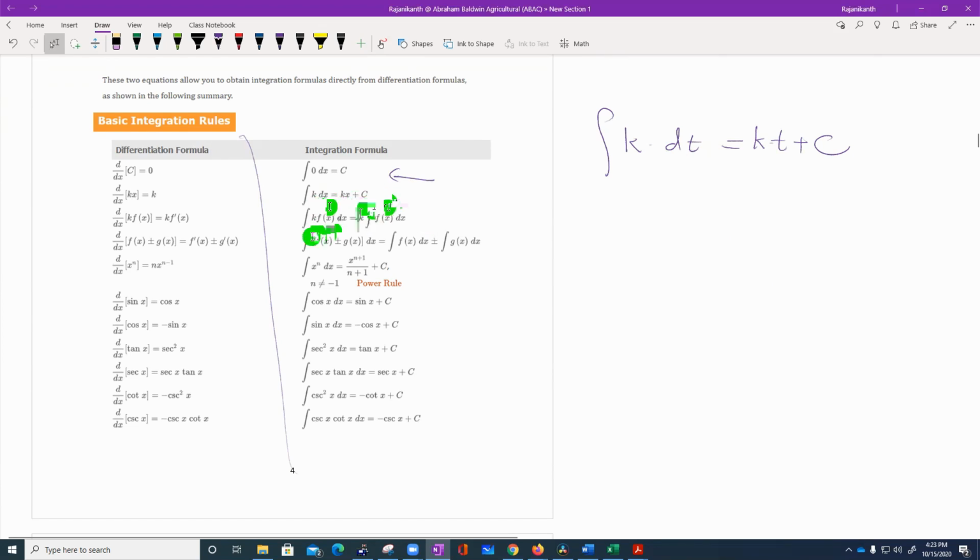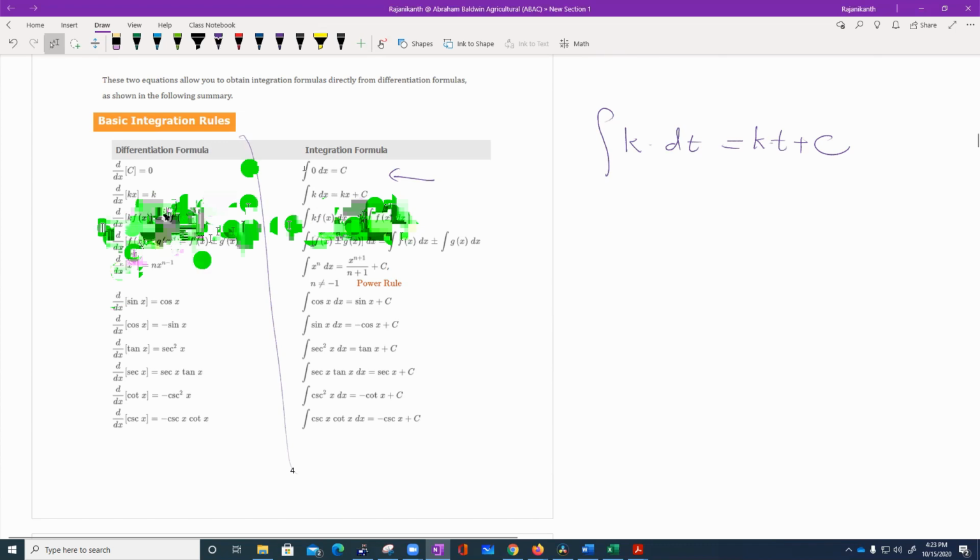Okay, now the third rule says what? If you multiply a constant with any function, like in differentiation, you could pull the constant in front of the integral sign. Always it is better to compare the derivative properties you learned with the integration, so it will be easy to memorize.